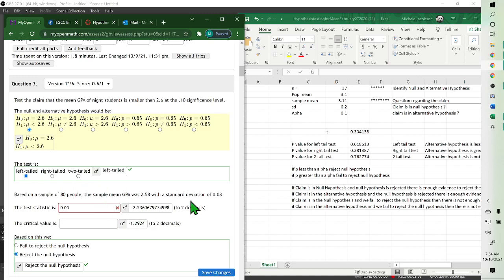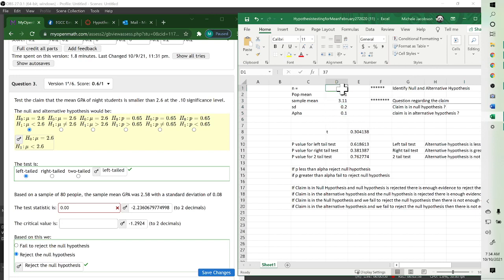Now to find these values, we go and change our values here. N is our sample size, which is 80. And then population mean is from the hypothesis, 2.6. And then go back to the sample again. The mean was 2.58. Standard deviation was 0.08. And our alpha is again 0.1.